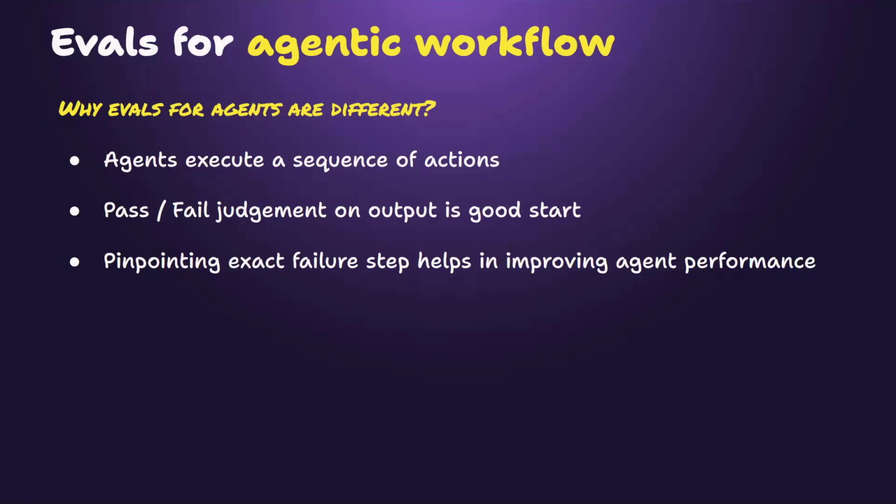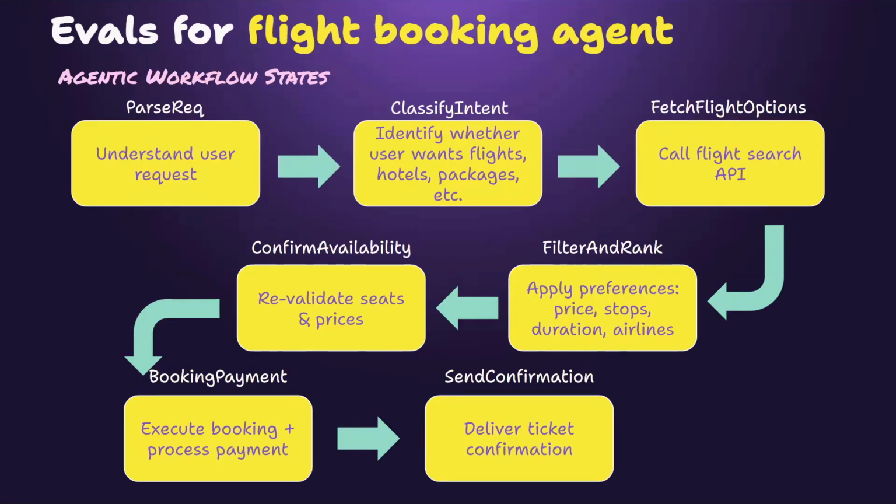If we are able to pinpoint the exact problem in the workflow, we can improve the agentic workflow and seek better outcomes. To understand this further, let's look at the example where an agent is responsible for doing flight bookings. In this case, the agent has to execute multiple steps, such as first understand the user request, then identify if the user is looking for flights or hotels or anything else, further decode the information required to book a flight, and call the flight booking API. In the next step, apply any user preferences such as the price, stops, duration, etc. Revalidate seats and prices, make the payment, and deliver the booked tickets back to the customer.